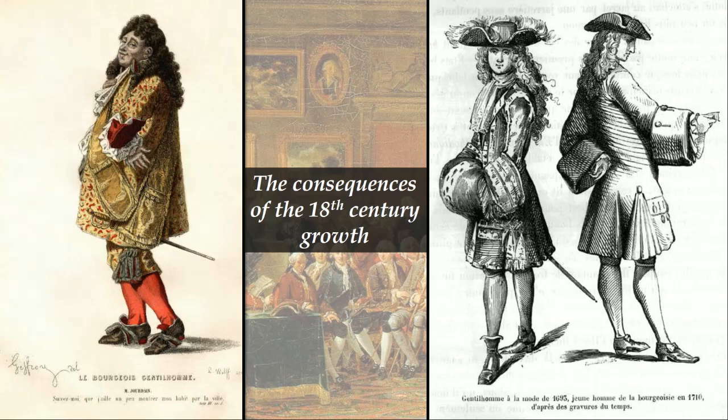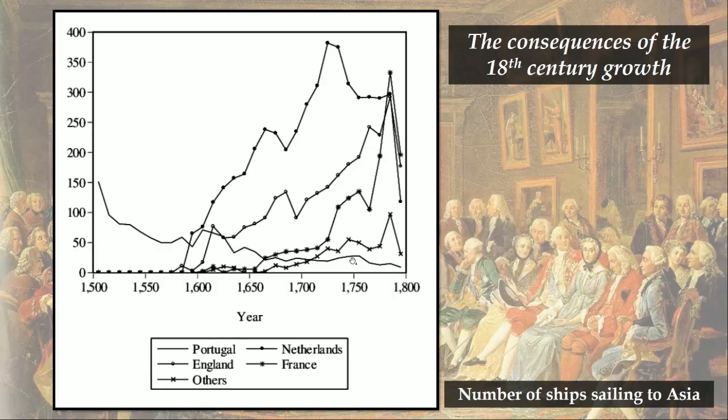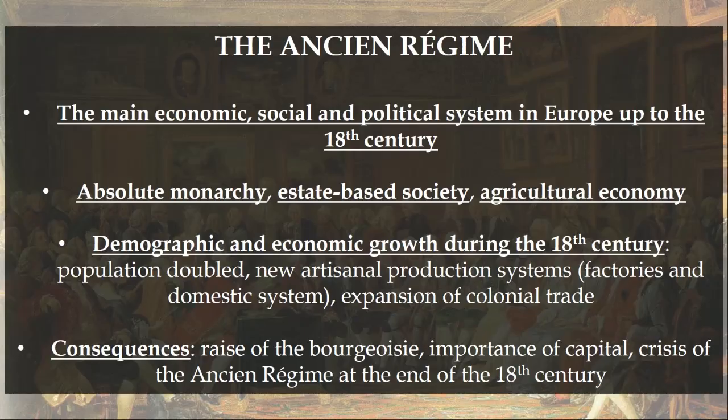Well, the main one is that the bourgeoisie, who were the ones who invested in this kind of business, mostly trade, are going to become very, very wealthy. They're going to earn a lot of money, and they are going to be the main protagonists of the upcoming revolutions. And also, the production of goods, trade and capital became more important instead of the rents of the land. So this is going to cause a crisis in the Ancien Régime.